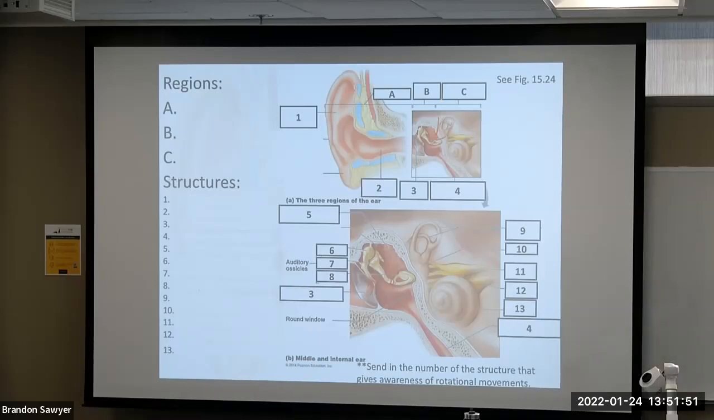Five and eight. Eight. Yeah, 5 is like the 6, 7, 8 are the bones. And then 5 is like the thing that bone is touching.